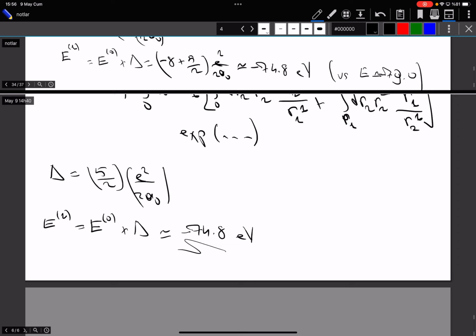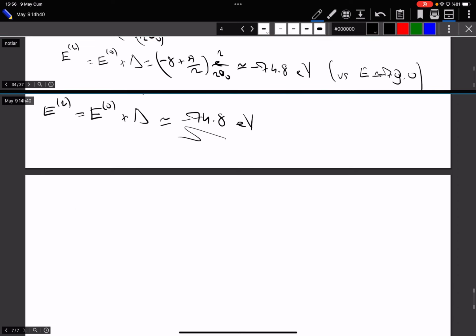But still, we can do a bit better. Why don't we take the variational approach? That is what we will do now. What the variational approach says is, just make up a wave function. And you can just choose whatever one you like.